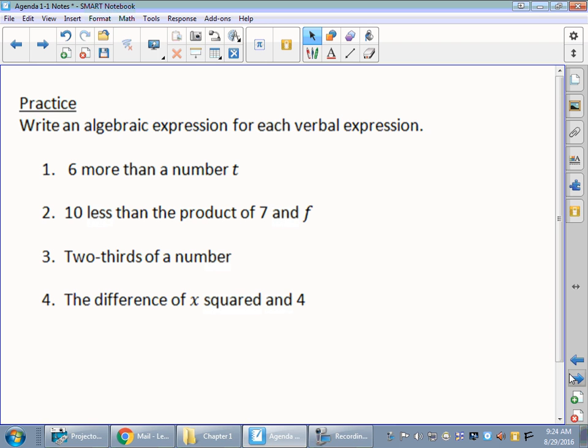So here's what we're going to do a lot of. Write an expression for each verbal. So we're going to change the word statement into a math statement, and this is all about those keywords, so hopefully you're going to fill those in and use that as a reference. So 6 more than a number t. Remember, this is an expression, so there is no equal sign in any of these.